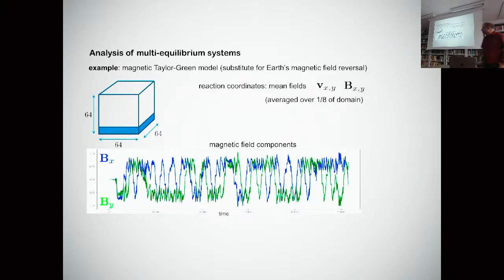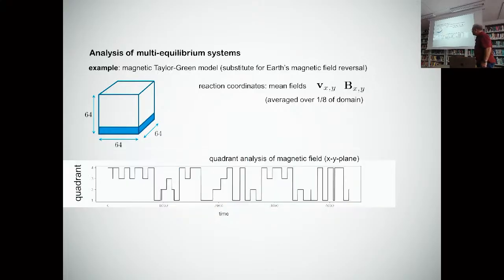Okay, so if you do this and you watch out for the magnetic field, the Bx and the By, the two components of the magnetic field, this is what you get. And if you just do a cosine sine curve on that, this is what you actually get. So you see that the magnetic field can be in 4 quadrants, Bx and By: positive, positive; positive, negative; negative, positive; and negative, negative. That's the 4 quadrants. And you see from a quadrant analysis that intermittently we go through these 4 quadrants.